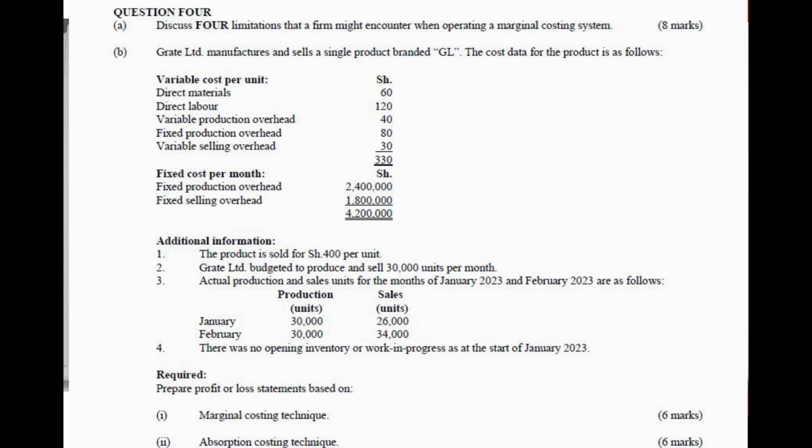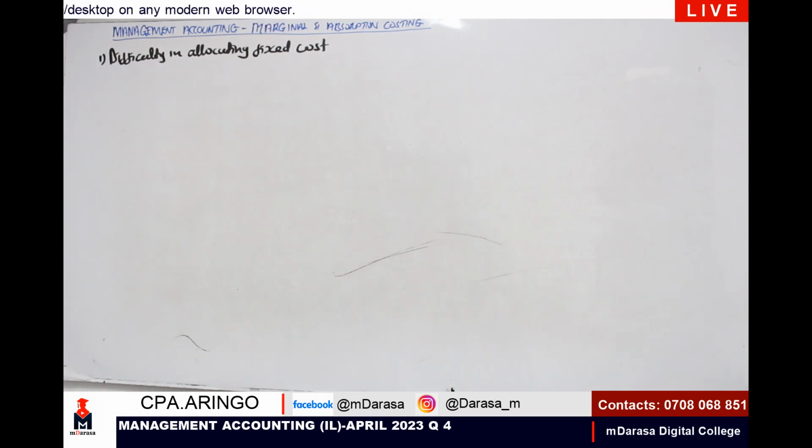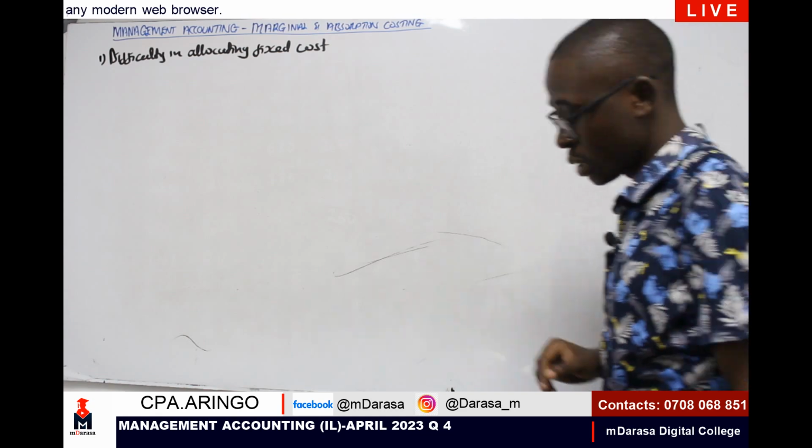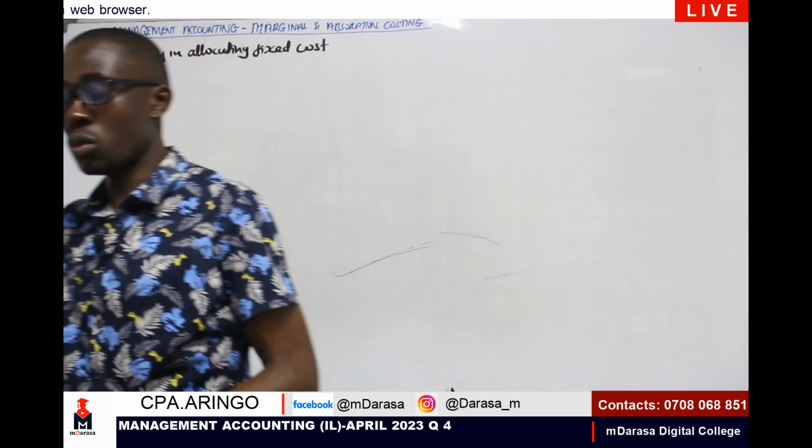So there are several limitations that you can always tend to have. Number one limitation of marginal costing is difficulty in allocating the fixed cost. That is always a very big issue. I'm going to explain this when talking about limitations of marginal costing. So, number one limitation, you're talking about difficulty in allocating the fixed cost. How is this a limitation, my good students?